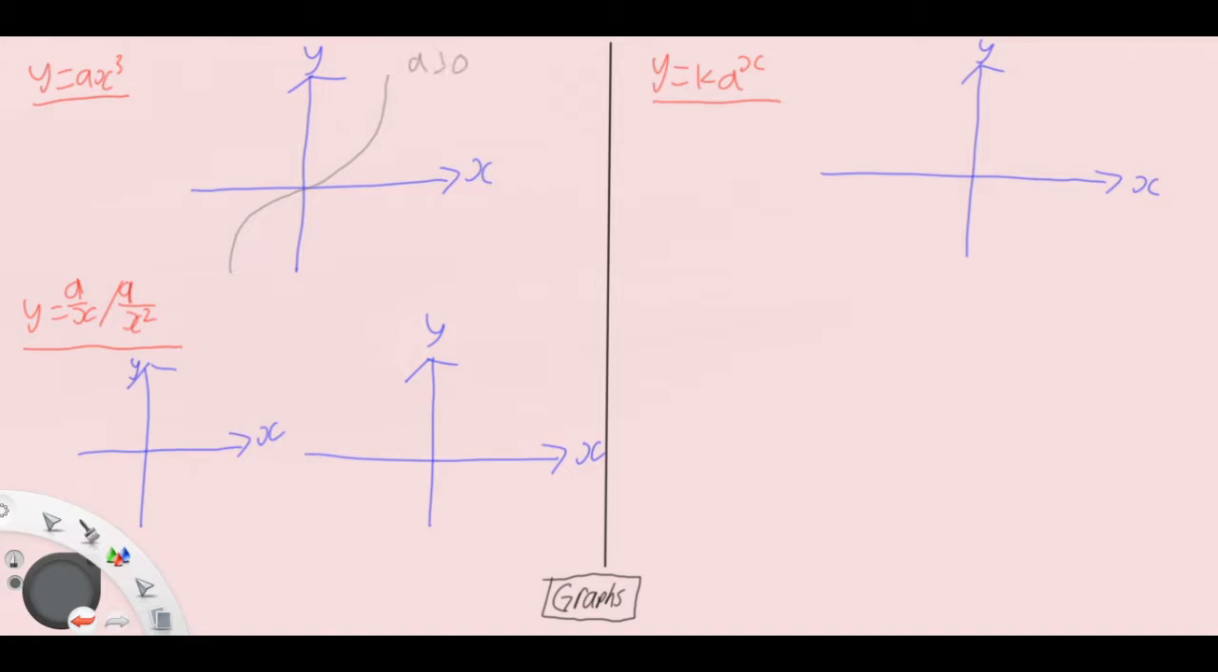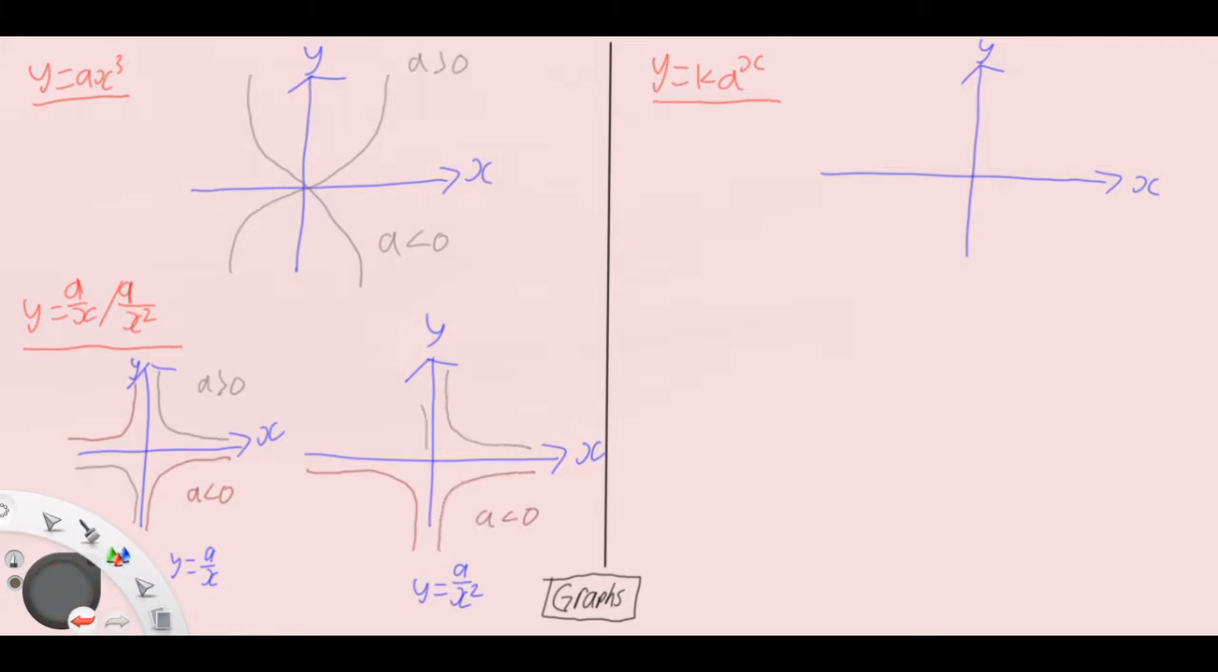Cubic graph, ax cubed, basically going through the origin. If a is bigger than 0, and a is less than 0, it's just the opposite. If y equals a over x, you basically take two corners if a is bigger than 0, and if a is less than 0, you take the other two corners. For a over x squared, now you don't take two corners, in fact you take the same side. A less than 0, you'll be below the x-axis, a bigger than 0, above the x-axis, though the shape is rather similar. Exponential graph, k bigger than 0, you'll be going upwards, k less than 0, you'll be going downwards.